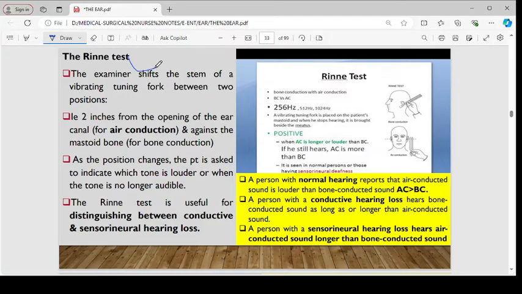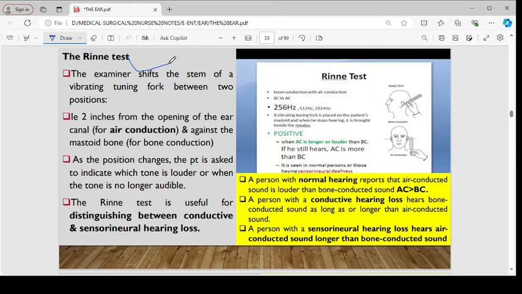That takes us to the Rinne test. In the Rinne test, the examiner shifts the stem of this vibrating tuning fork between two positions. That is 2 inches from the opening of the ear canal, just to look at the air conduction, and then against the mastoid bone for bone conduction. As the position changes, the patient is asked to indicate which tone is louder or when the tone is no longer heard. The Rinne test is normally used for distinguishing between conductive and sensorineural hearing loss.